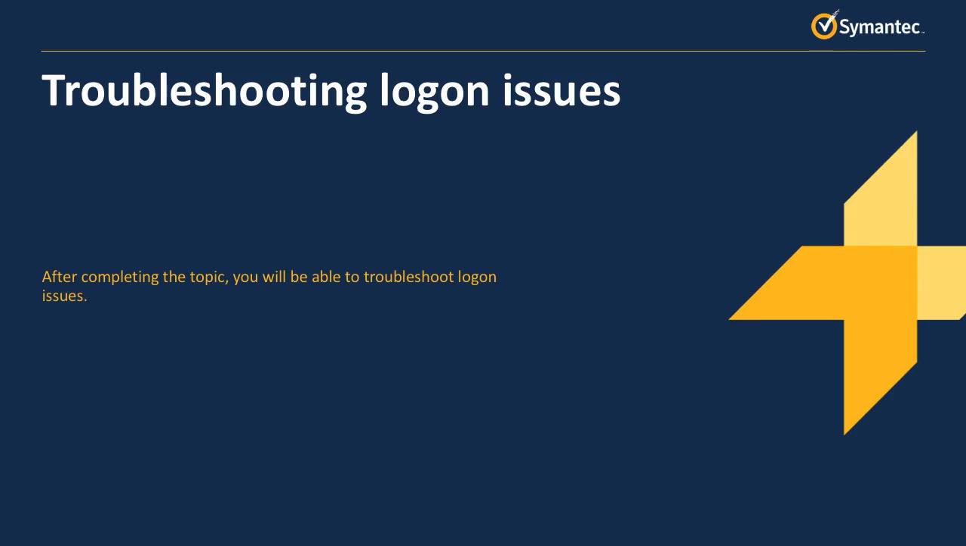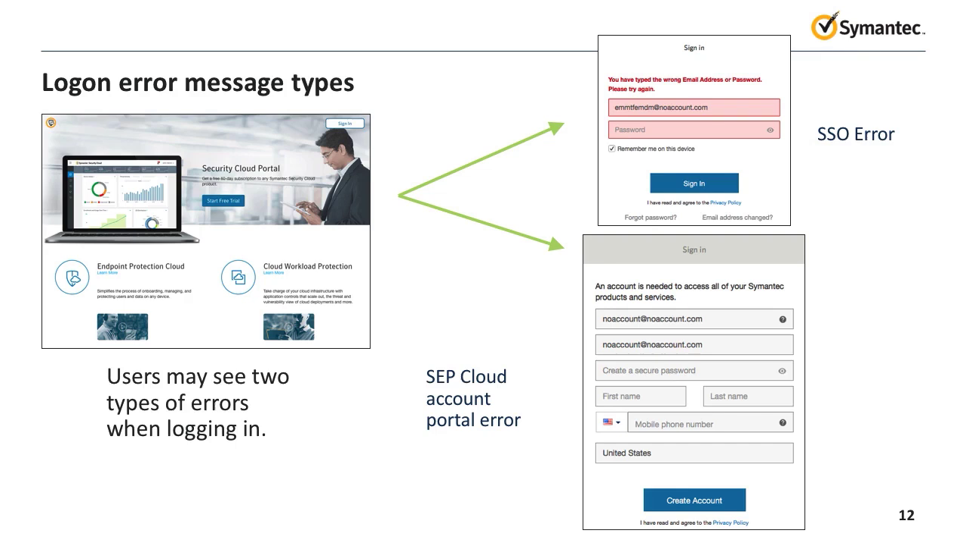This is the Troubleshooting Logon Issues topic. After completing this topic, you will be able to troubleshoot logon issues. Users may see two types of errors when logging in. The first type is a single sign-on or SSO error, and it contains a forgot password link. The second type is a SEP Cloud account portal error, where a user may be prompted to create an account if none exists. The slide contains a sample of each type of error.